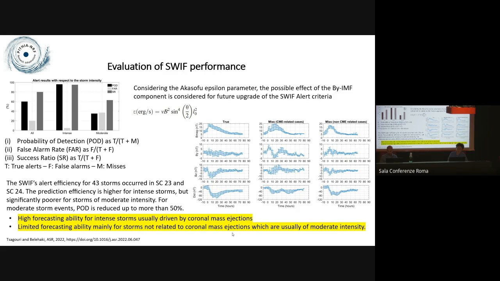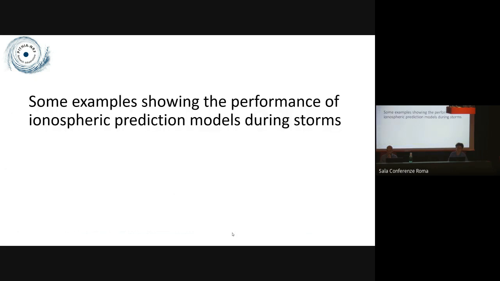These are some issues to consider when you use the Swift model results. You have to consider if the driver of the ionospheric storm is a CME. This is very important, or if it is another structure in the interplanetary magnetic field that caused the geomagnetic storm. Now, we'll show you some examples on the performance of the ionospheric prediction models.